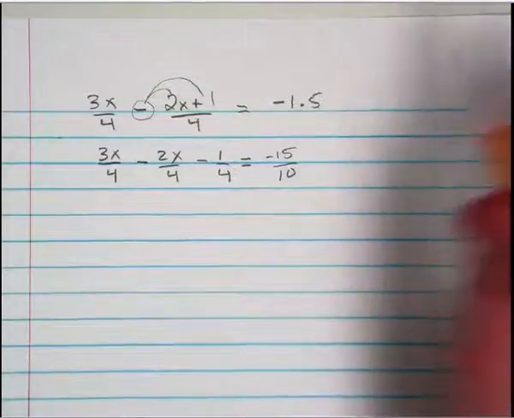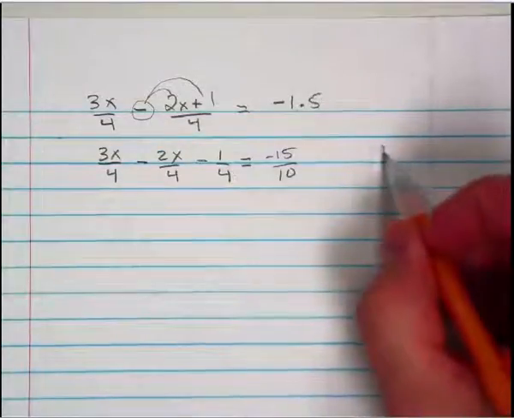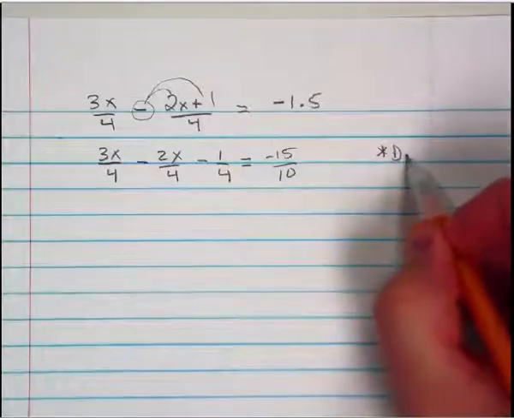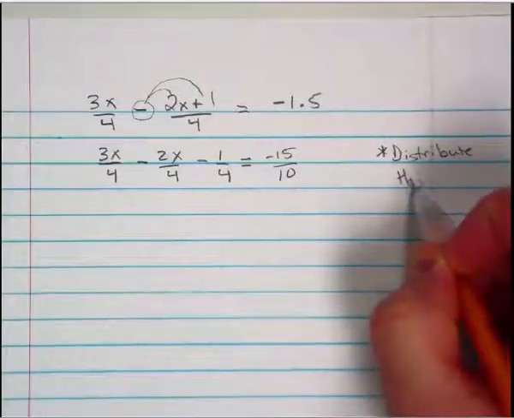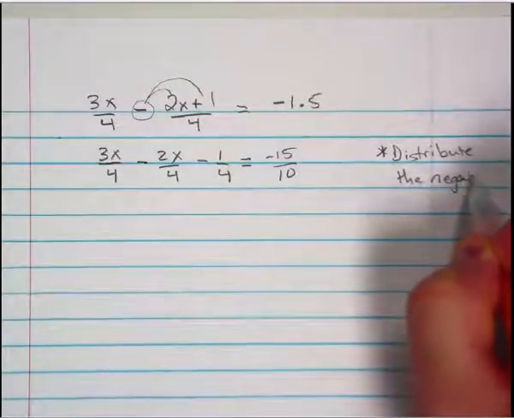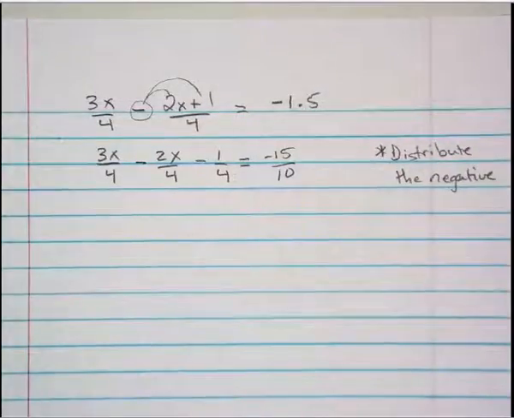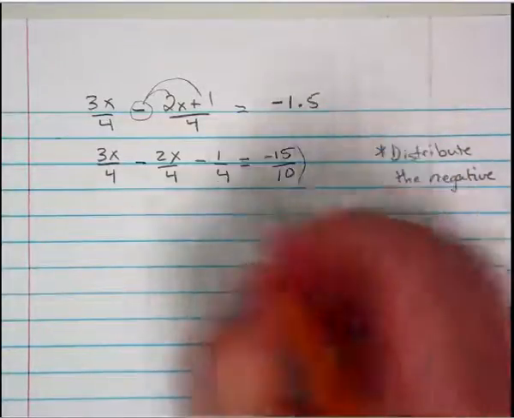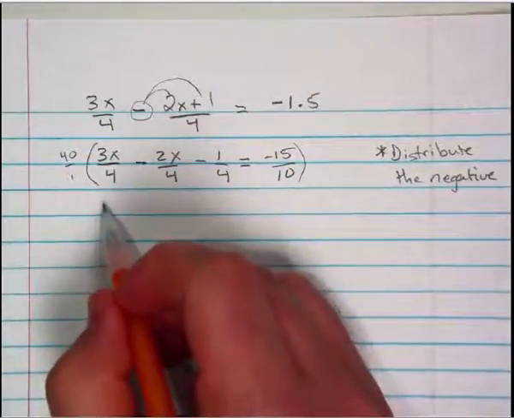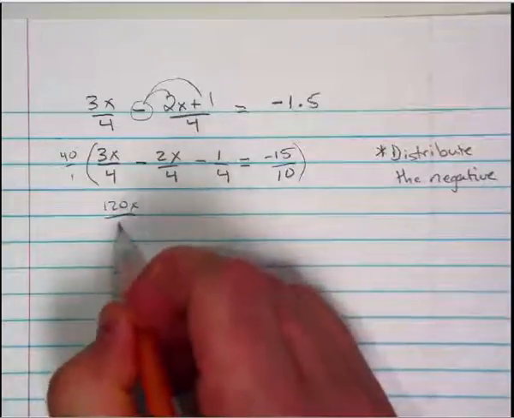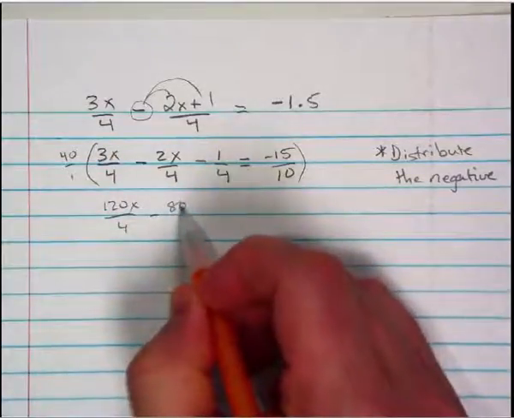Now that I have all the fractions separated out, I use the same strategies as before. Let's take a note that we need to distribute the negative, just so we don't forget that particular piece of it. We all know how important those negatives are by now. So now I'm going to put the whole thing in parentheses and multiply by 40. Again, if you'd like to, you can pause the video, solve this on your own.